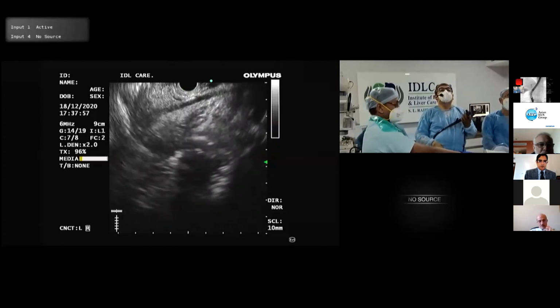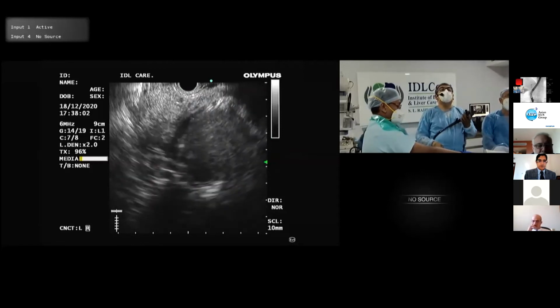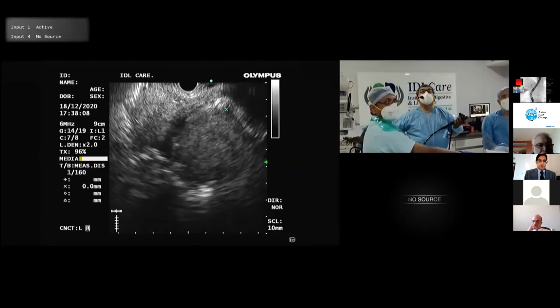And very close to it, you see this big mass. So this is a paraduodenal mass. Freeze. See this? There is a big mass here. This is 5 centimeters.